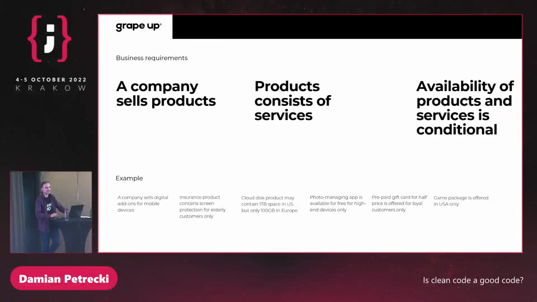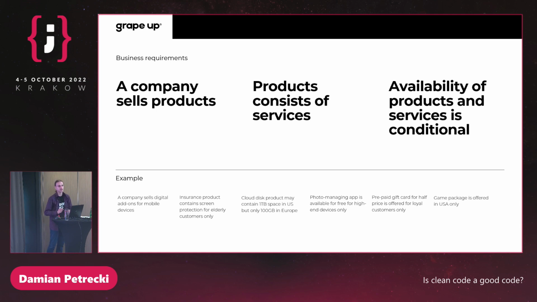It won't be live because I've already done it. I wrote 8 applications, and I would like to discuss those 8 applications. So the use case. There is an application that sells some products and services, and we need to write a product catalog. So we need to calculate, are those services and products available or not? For example, we have some company that sells some add-ons for mobile devices, and for example, I don't know, some insurance product can contain some extra screen protection, but also only for some sort of customers. Or, I don't know, a game package is offered in one country only.